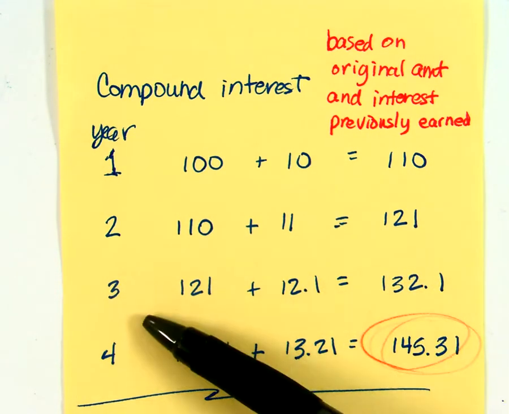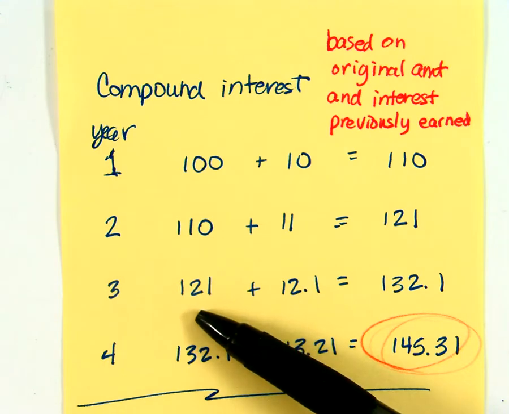Again, the third year. Now you start the year at $121. You get 10% of that, or $12.10. Again, that's interest on the original principal and the accrued interest, for a total of $133.10. Again, compound interest is based on the original and whatever's been earned on it each year. By the end of the fourth year, you have $146.41.